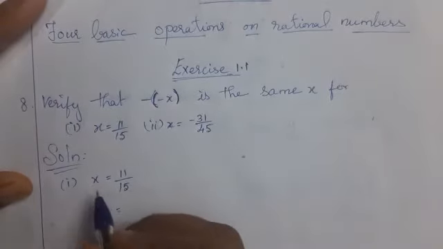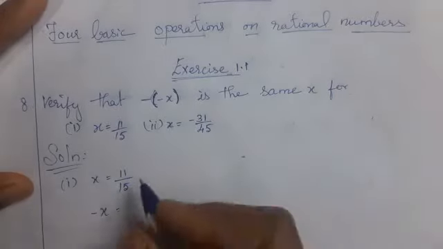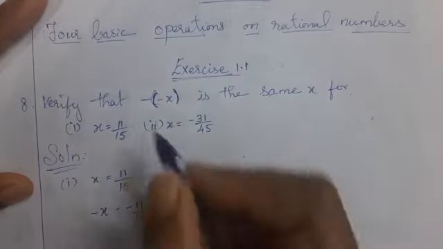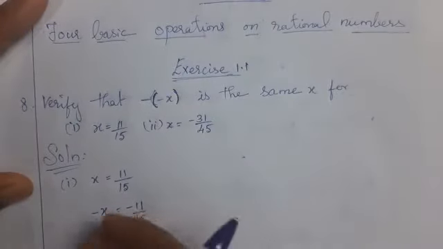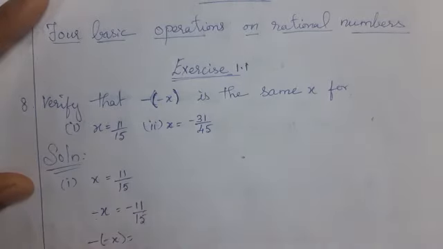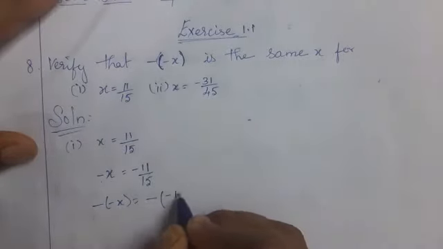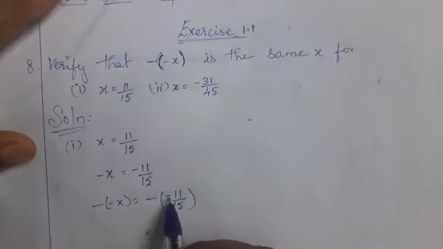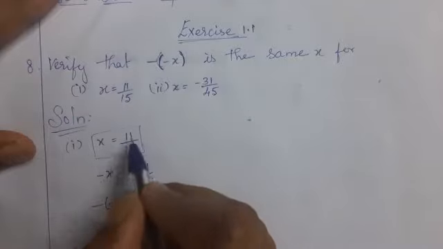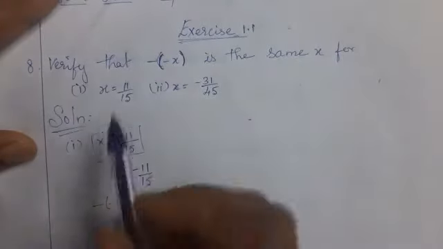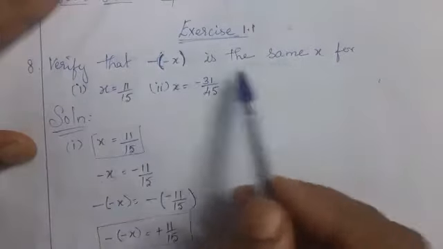What is the meaning of minus x? You must multiply minus by x. On the left side you already multiplied minus x, here also multiply minus, you will get minus 11 by 15. Now you find minus of minus x, that is you multiply minus x by minus. That is minus 11 by 15, minus into minus is plus 11 by 15. See here, x is equal to 11 by 15, and minus of minus x is also 11 by 15. Both are the same. That is only what they asked to verify, whether this and this are equal or not.